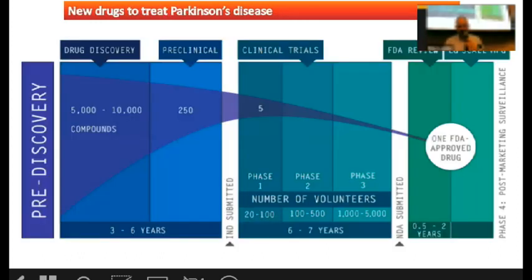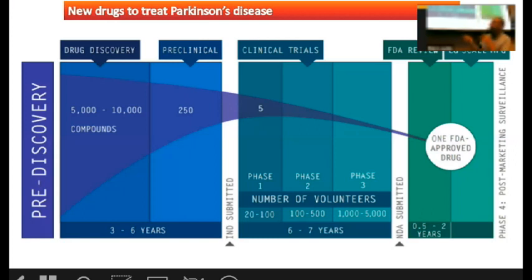I also had the second part to the topic I was given, which was new drugs to treat Parkinson's disease. So this is a picture I stole off the internet. It's basically showing a drug development pipeline. And I don't know, people may be familiar with this or they may not be, but it's quite a process to get a drug all the way from a discovery to being used in the clinic.